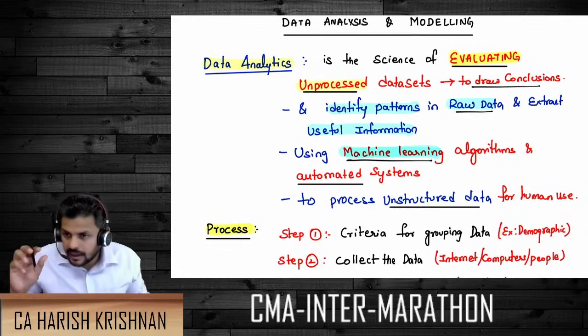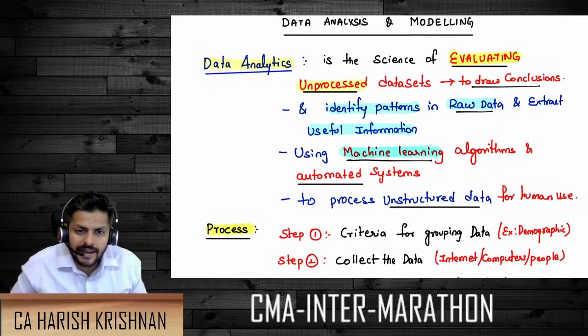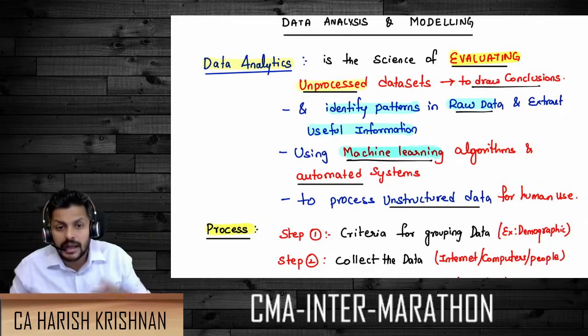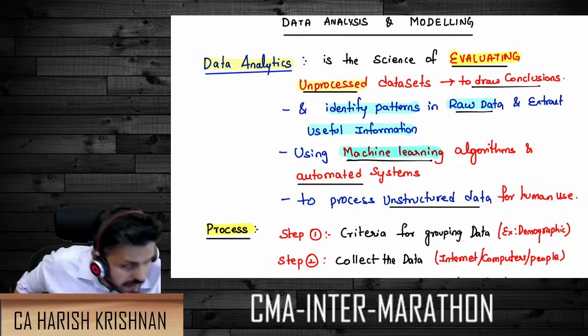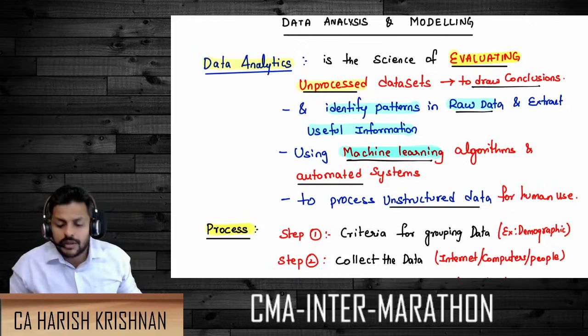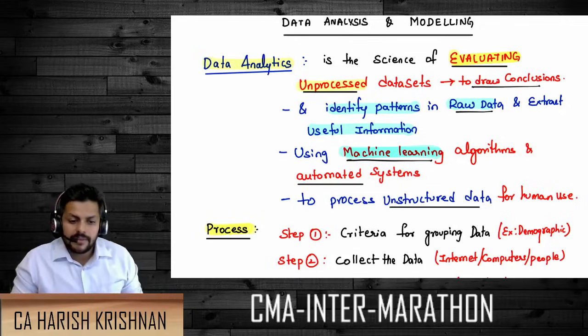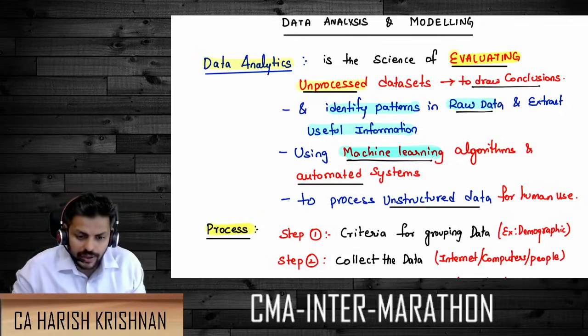You can read it all together as one definition: the science of evaluating unprocessed data sets to draw conclusions, identify patterns in the raw data, and extract useful information, using machine learning and other algorithmic techniques so that you can get the right sense of understanding. Okay, so this is the entire story around the concept of data analytics.